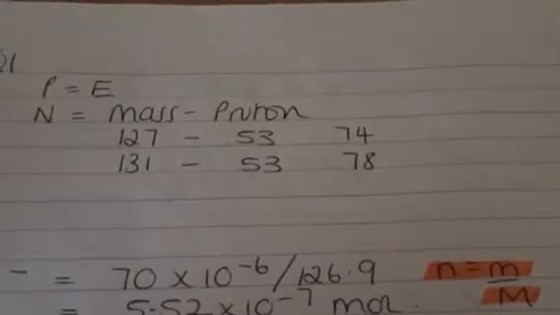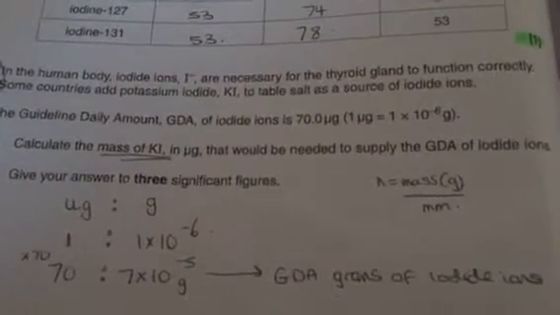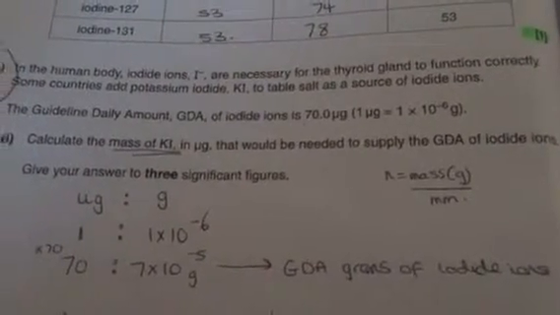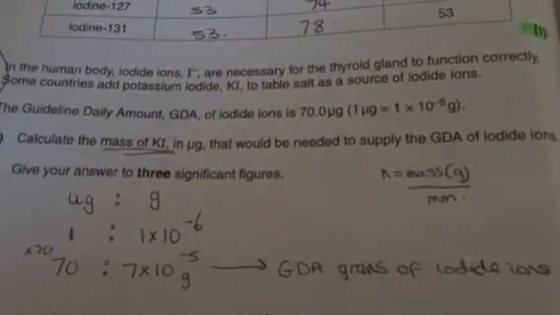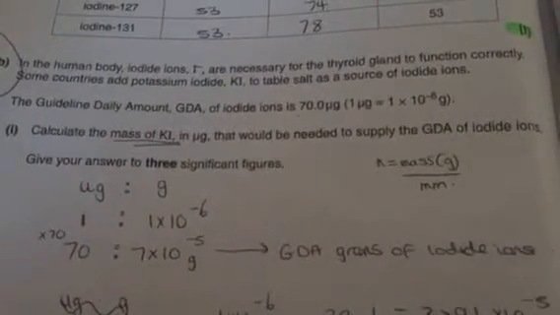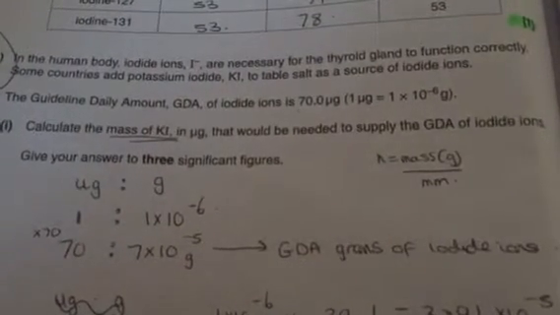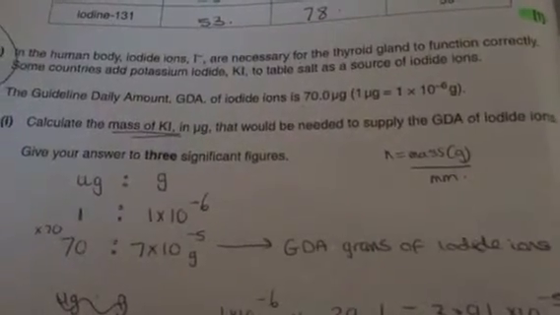Part B is a calculation asking us about iodide ions and KI. We also have to bear in mind that we have a conversion factor here from micrograms into grams. So calculate the mass of KI in micrograms that would be needed to supply the GDA of iodide ions and give your answer to 3 significant figures.